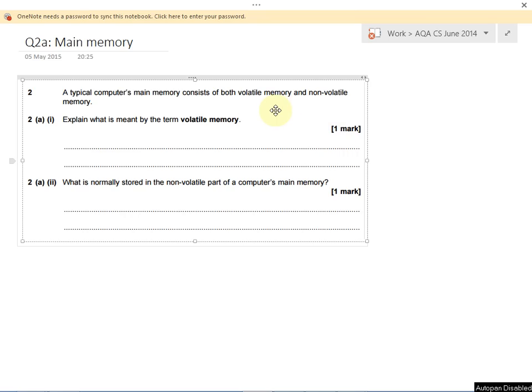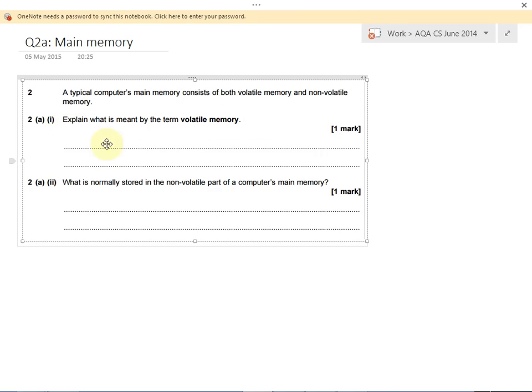This question is talking about the difference between volatile memory and non-volatile memory, but it's particularly talking about main memory, so not secondary storage, so not hard disks here. So first point, explain what's meant by volatile memory.